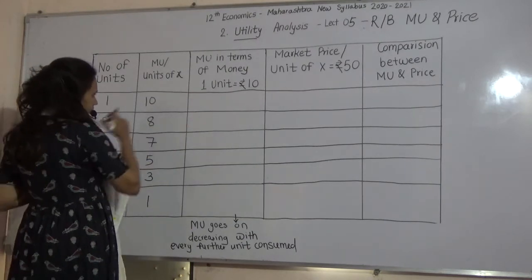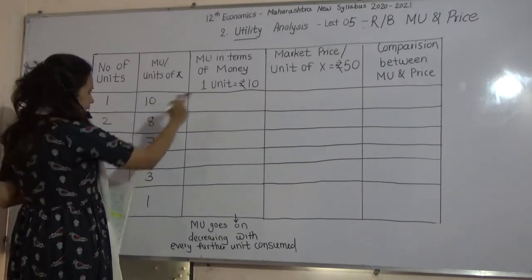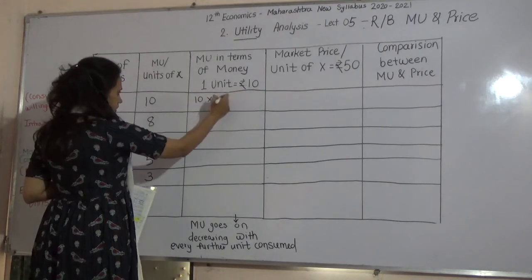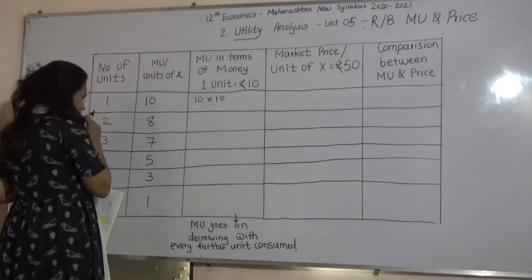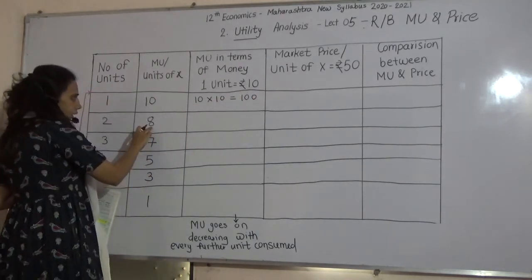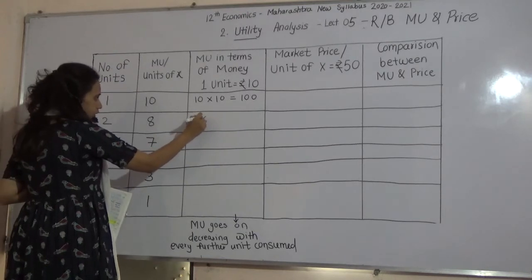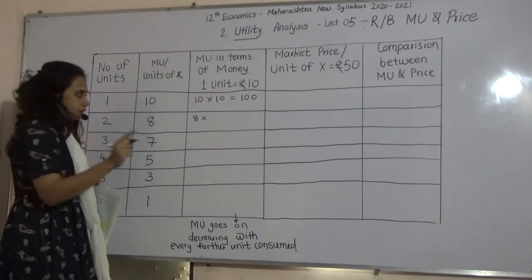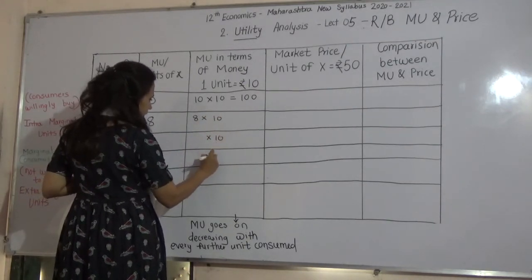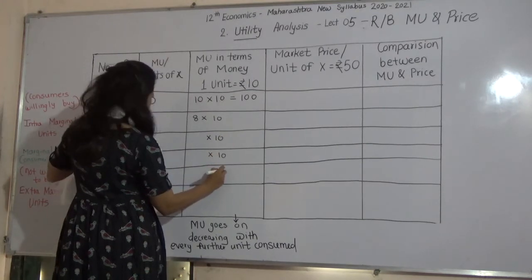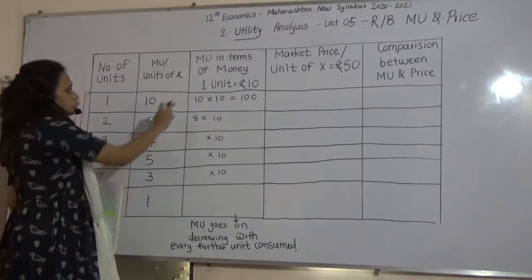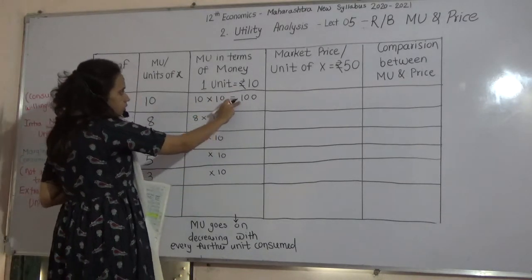Now see, 1 unit is equal to 10. So 10 MU is equal to how much? 10 into 10. That will be 100. Second, 8 MU into 1 unit is equivalent to 10. So 8 into 10. Remember, every time I have to multiply with 10. Why 10? Because 1 unit is equivalent to rupees 10. So 10 MU is equal to 100.